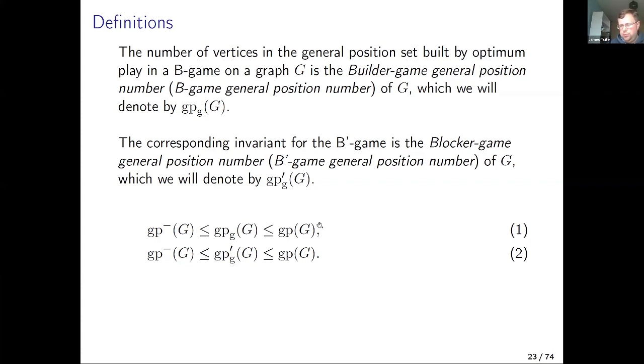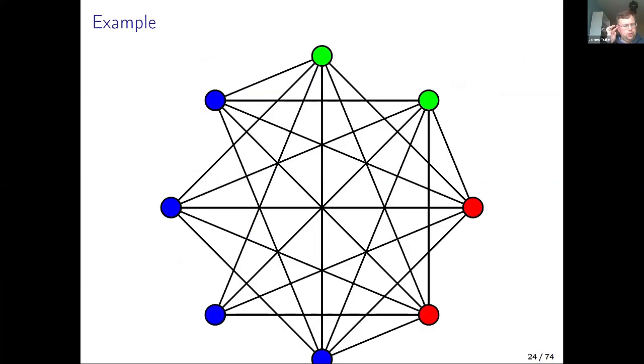Both of those will obviously be bounded above by the general position number, and they will also be bounded below by something we call the lower general position number, which is the number of vertices in a smallest maximal general position set. This lower general position number was also inspired by domination theory, where you have the upper domination number. So it's like a worst possible choice. So this game invariant is a way of studying what you could call typical sets, which are like between the 2 extremes.